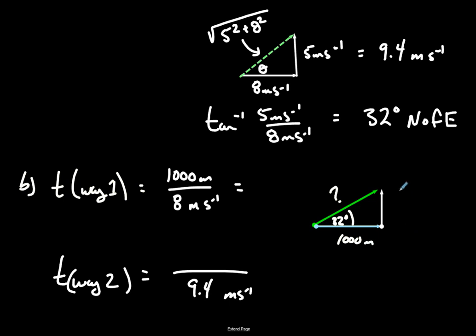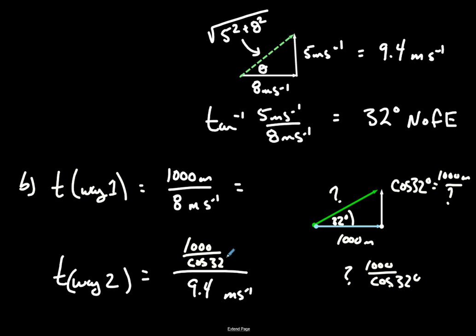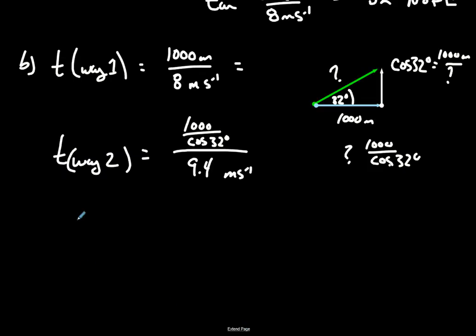And we also know that cos of 32 degrees is going to be equal to adjacent over hypotenuse. So 1,000 meters divided by question mark. So the hypotenuse that we have then should be equal to 1,000 over cos 32 degrees. So we can put that in here like this: 1,000 divided by cos 32 degrees, divided by 9.4. Let's rewrite that so it looks a little nicer.